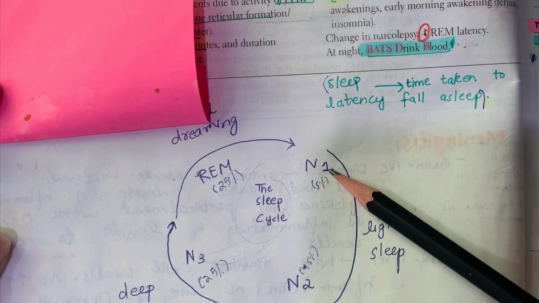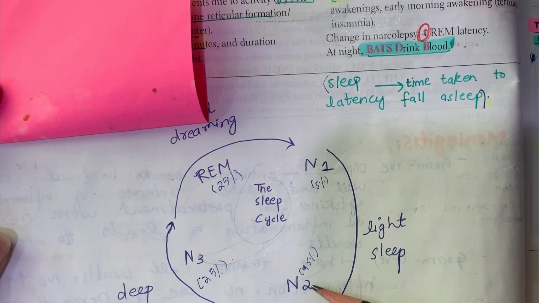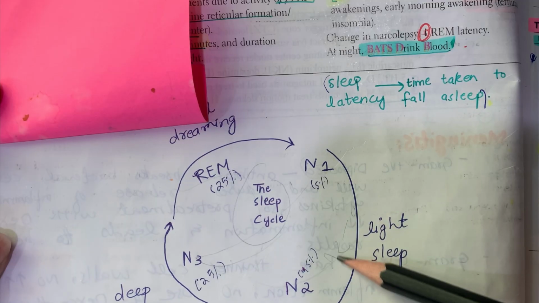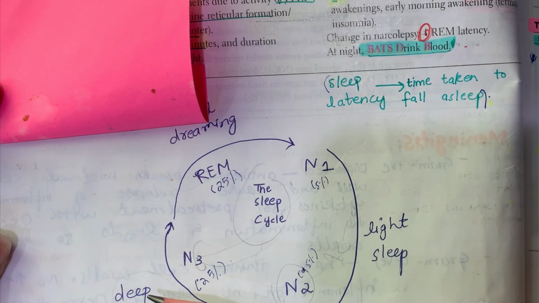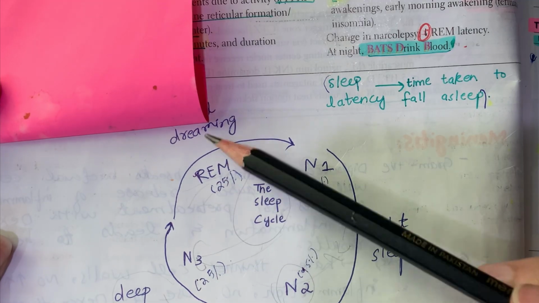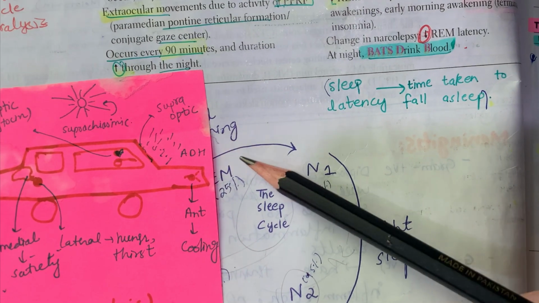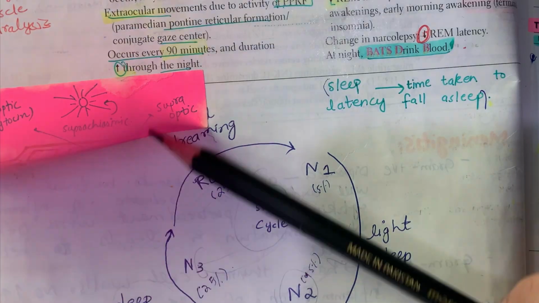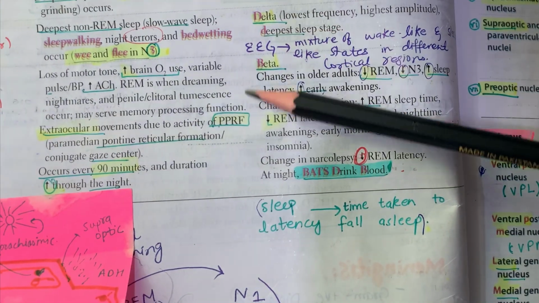In N1, 5% of the sleep, theta waves are there, and it is a very light sleep. N2 is a deeper sleep. In N2, bruxism, K complexes and sleep spindles occur, which you can see over here. N3 is a very, very deep sleep, and night terrors and bedwetting happen in N3. REM is 25%: dreaming, not sleepwalking, but dreaming, and penile and clitoral tumescence, all of these happen in your REM sleep. The questions that most often come are from here.